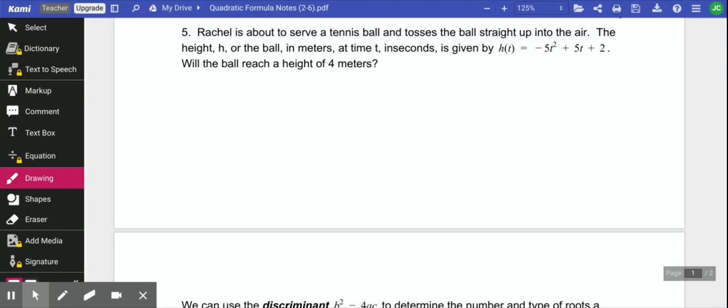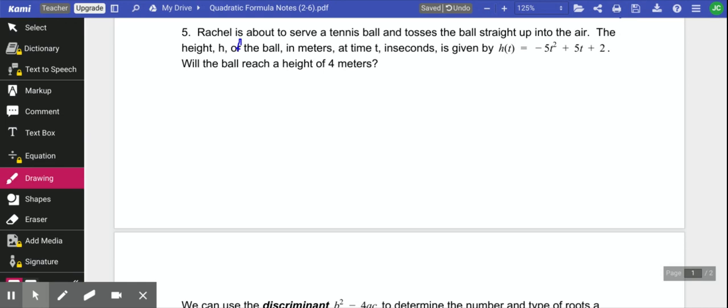All right, so Rachel is going to serve a tennis ball. So she tosses it in the air. The height of the ball at time t in seconds is given by this equation. So h is the height and then t is the time.